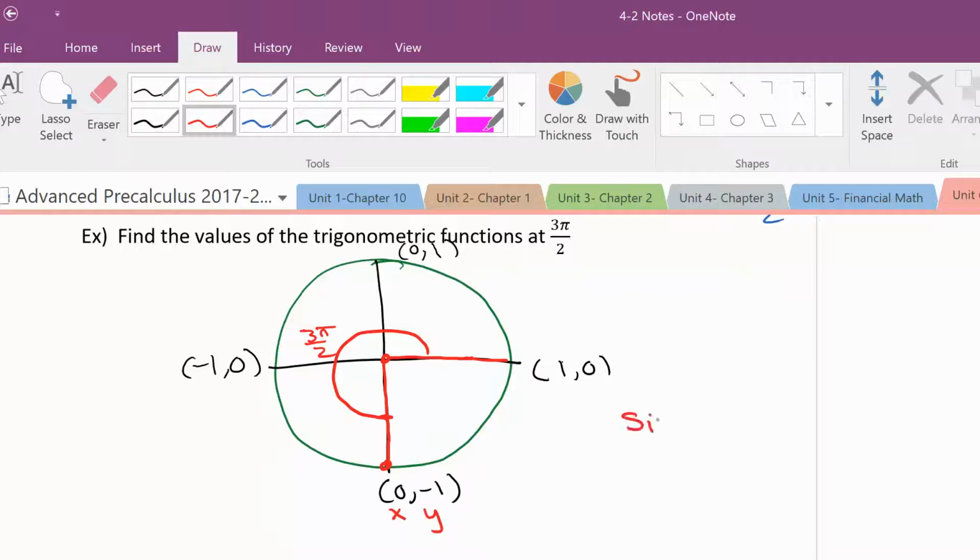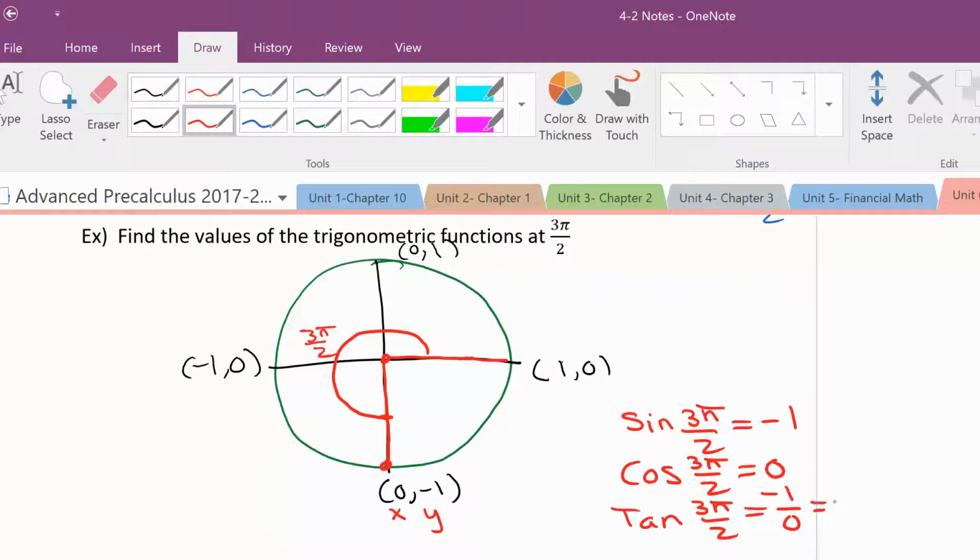So sine 3π/2 is equal to -1. Cosine 3π/2 is equal to 0. Tangent 3π/2 is y over x, which is -1 over 0, which is undefined.